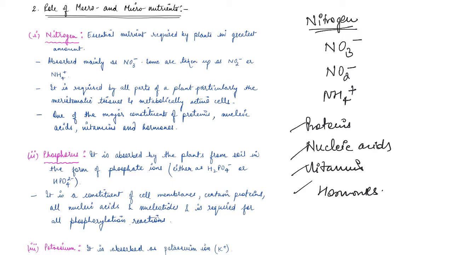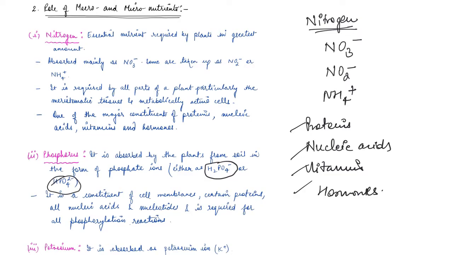Now the next element is phosphorus. Phosphorus is absorbed by the plants from the soil in the form of phosphate ions, either as H2PO4 minus or HPO4 2 minus. So in the way nitrogen is absorbed as nitrates, nitrites, and ammonium, phosphorus is absorbed as phosphate ions.